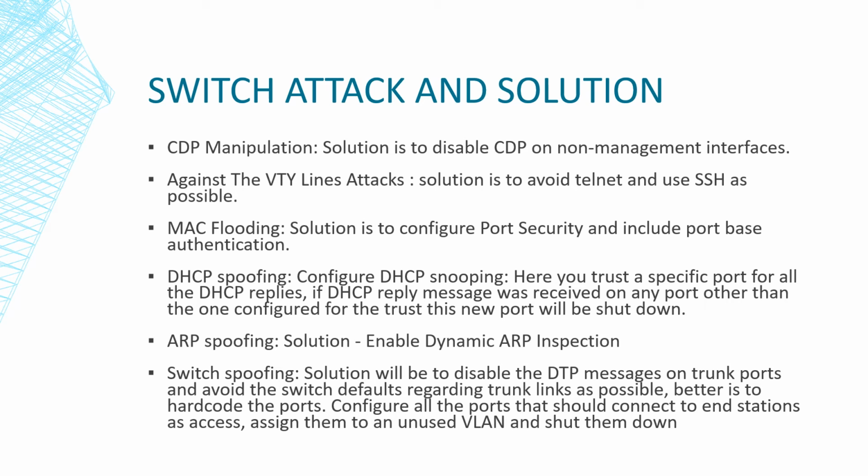Switch spoofing is when a PC will claim to establish a trunk link between itself and the switch and gain all the VLAN information, trying to take advantage of the switch default interface state. The solution will be to disable the DTP messages on the trunk ports and avoid the switch defaults regarding trunk lines as much as possible. Better is to hardcode the ports, configure all the ports that should connect to the end stations as access, assign them to an unused VLAN, and then shut them down.